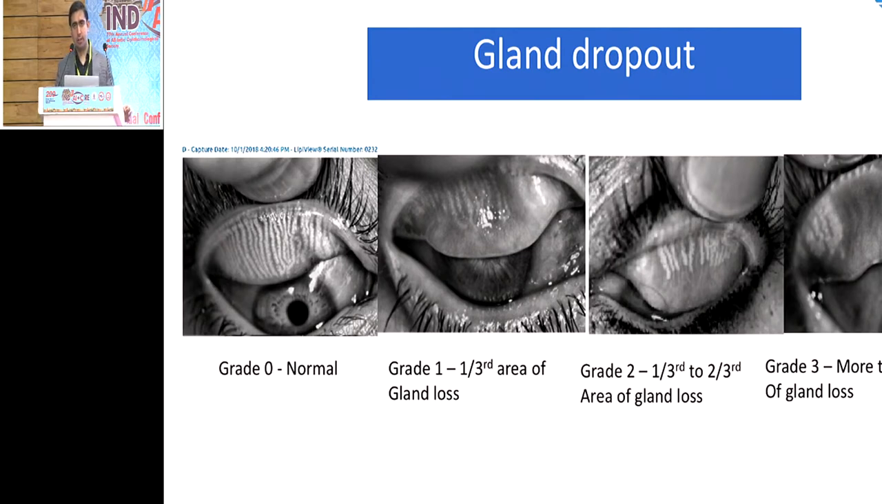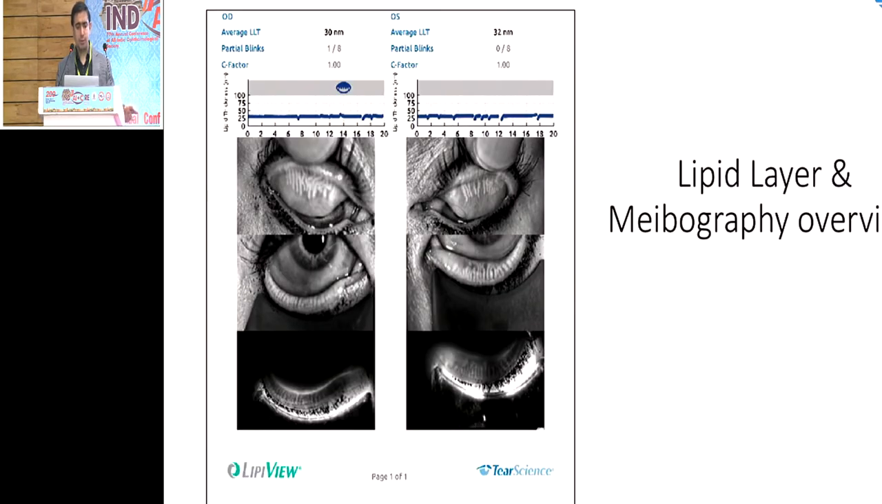Now, gland dropout is another thing to be looked after because your treatment depends on this. So gland dropout for grade 1, less than 1/3 area of gland dropout. Grade 2, 1/3 to 2/3 area. And grade 3, more than 2/3 area.